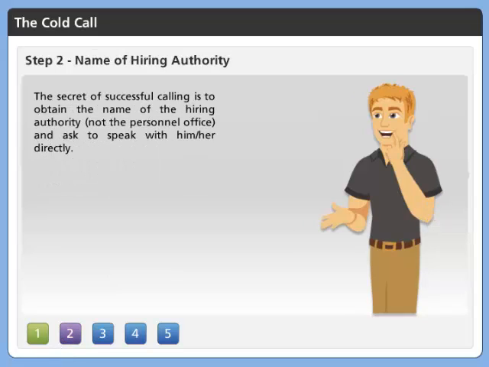The cold call. Step 2. Name of hiring authority. The secret of successful calling is to obtain the name of the hiring authority, not the personnel office, and ask to speak with him or her directly.